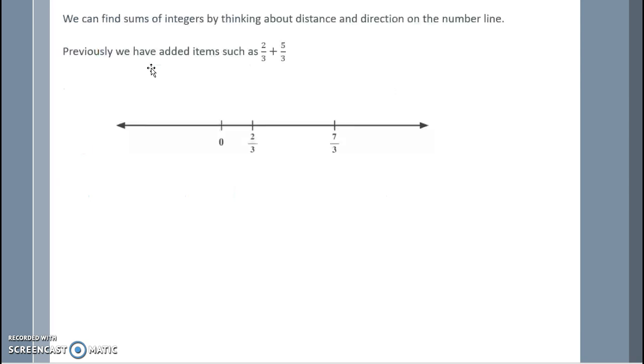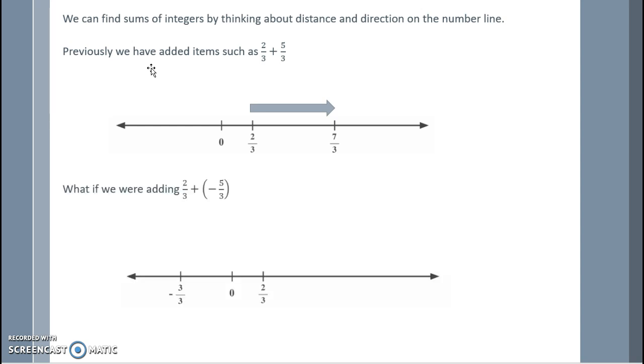We can find sums of integers by thinking about distance and direction on the number line. Previously, we would have items such as 2/3 plus 5/3. So we would start at 2/3 and go a distance of 5/3 more to get to 7/3. But what if we're adding 2/3 plus a -5/3?